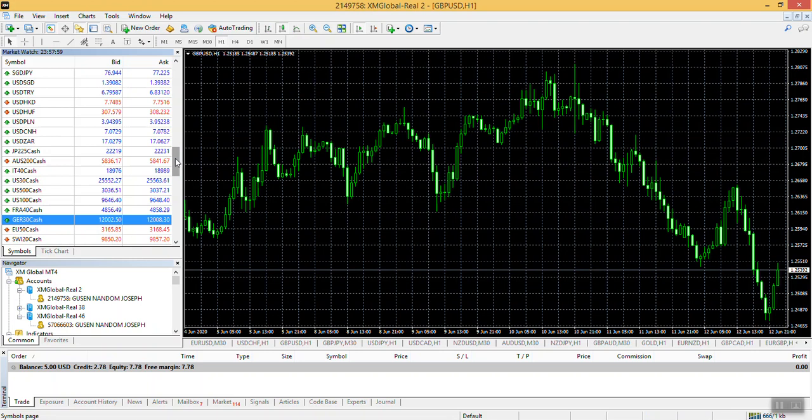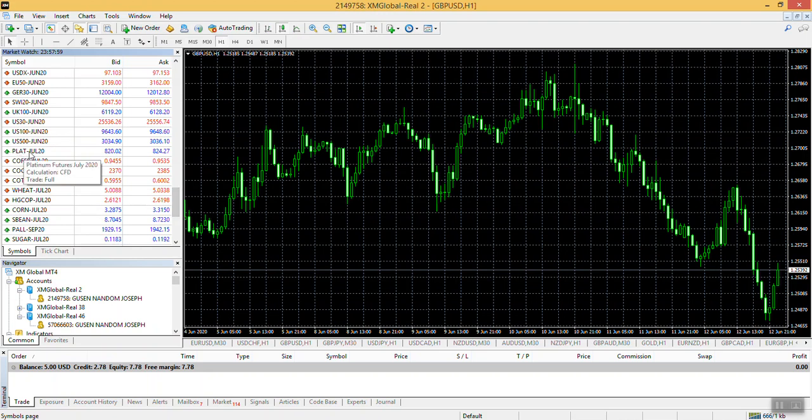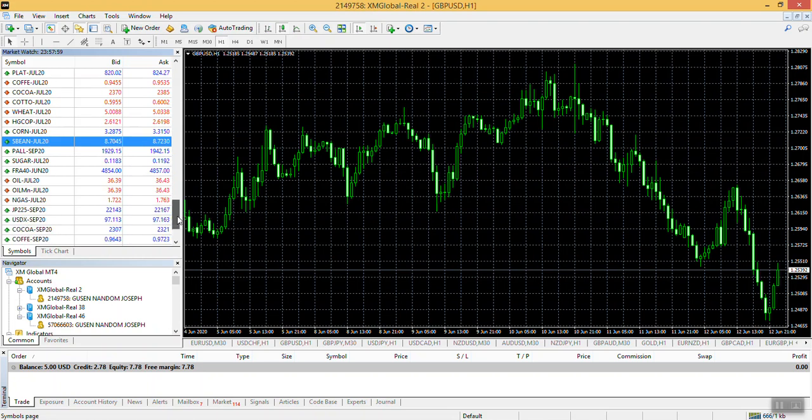Okay, so I mentioned the currencies, I mentioned the stock. The next we're going to be looking at is the commodities. So these are the things we trade in the forex market. So what are the commodities? Here we have platinum, which is a commodity. We have coffee, cocoa, cotton, wheat, corn, soybeans, sugar, and all the rest. All these are commodities.